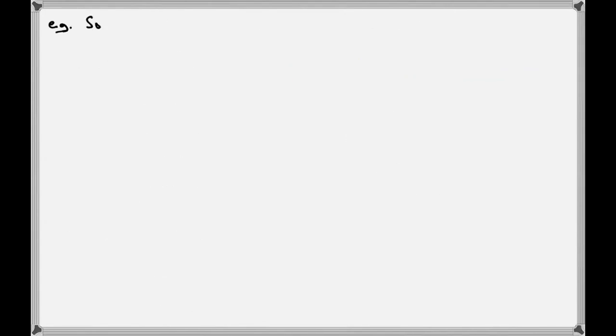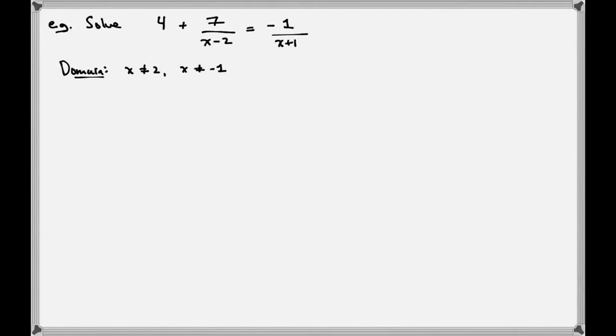Let's look at one more example of solving a rational equation. I have 4 plus 7 over x minus 2 is equal to minus 1 over x plus 1. And the first thing I'm going to note is the domain of this equation. I cannot be putting in 2 or negative 1. So they have to be excluded if indeed we get any of those values as solutions.